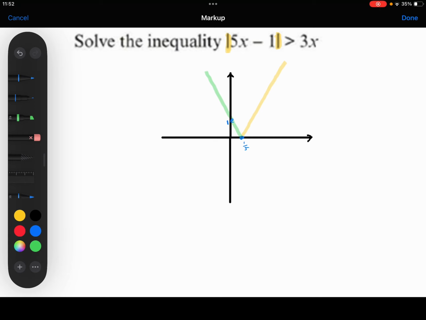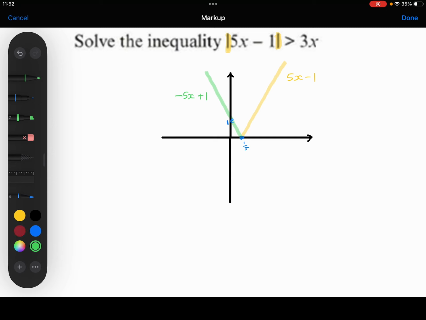So the yellow part of this graph has equation 5x minus 1. The green part of the graph had its magnitude changed. It got multiplied by minus 1 to give it a negative 5x gradient, which made it negative 5x plus 1.